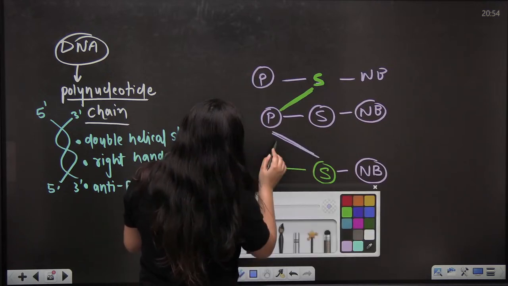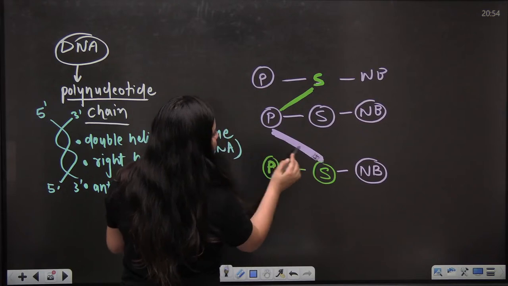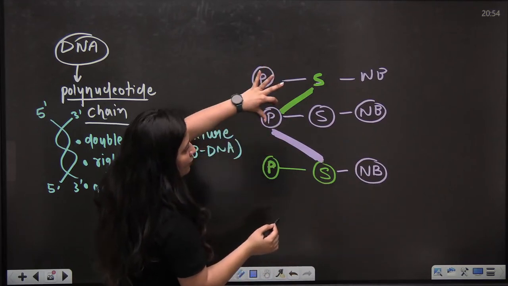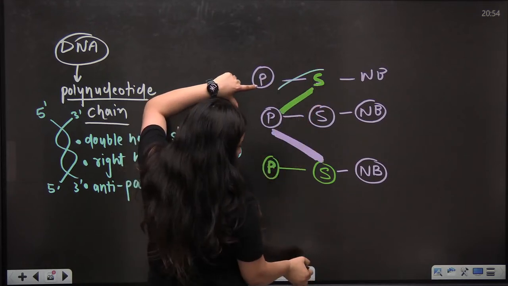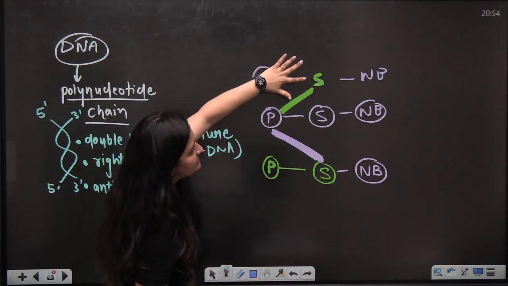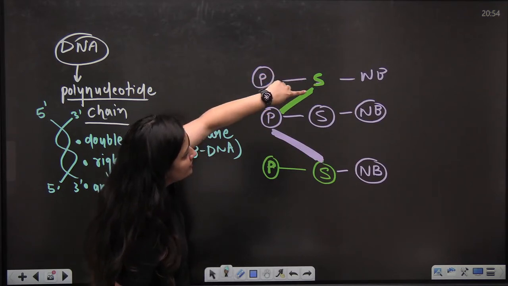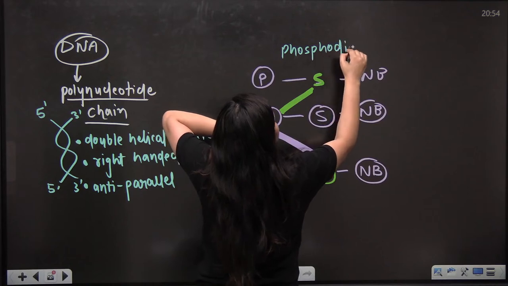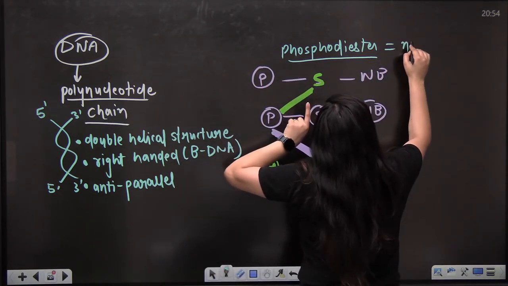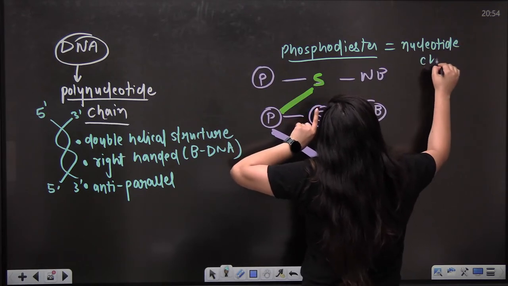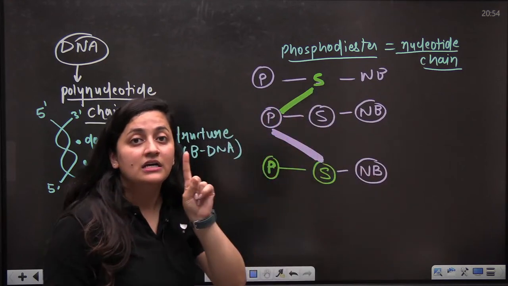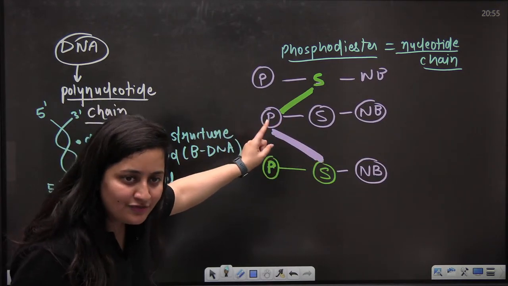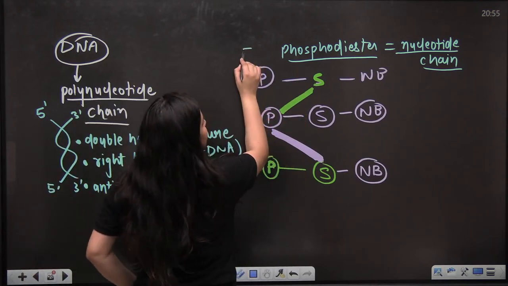Now, I'm saying that DNA is a polynucleotide chain. So when you look at the DNA, there will be a phosphodiester bond. Already this phosphate is forming an ester bond with this sugar. And here also you will see the same sugar is forming the ester bond with the next phosphate. So that is why we use the word phosphodiester when we talk about the nucleotide chain. Clear?